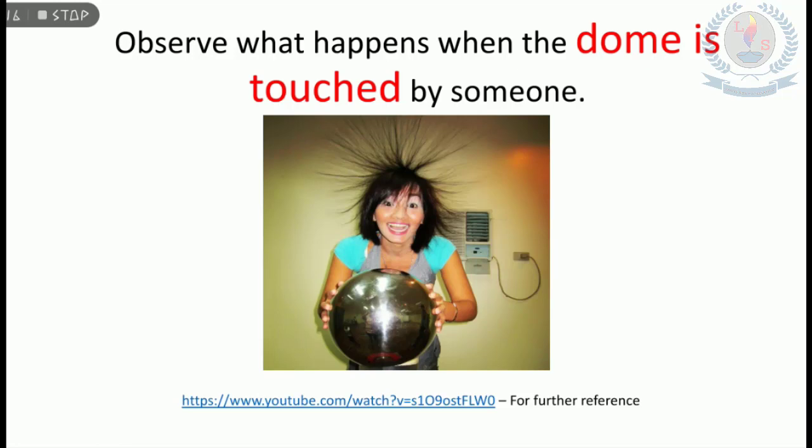Observe what happens when the dome is touched by someone while it's switched on, as in the picture. So you can see, due to high voltage, the hair gets erected, as in the image.